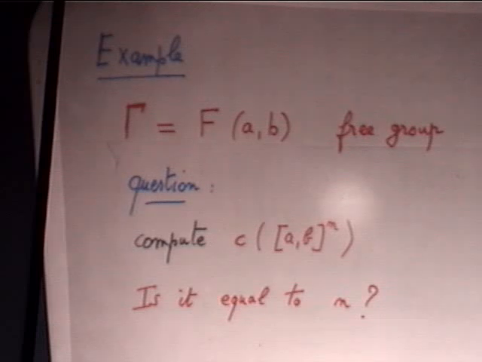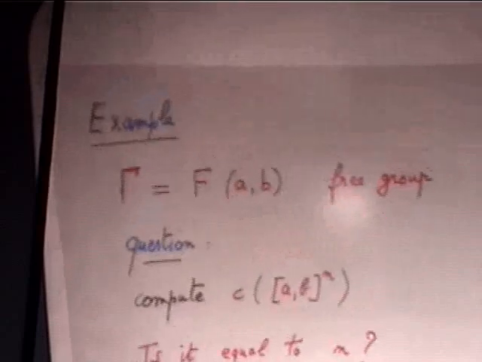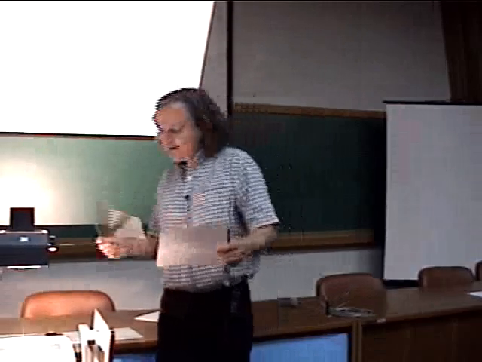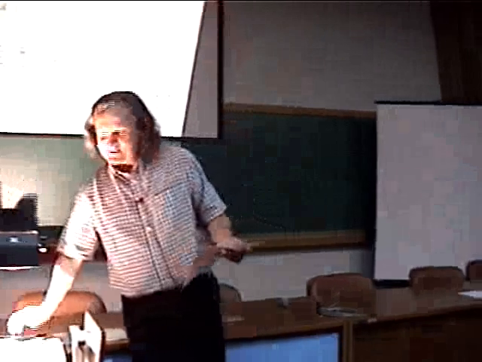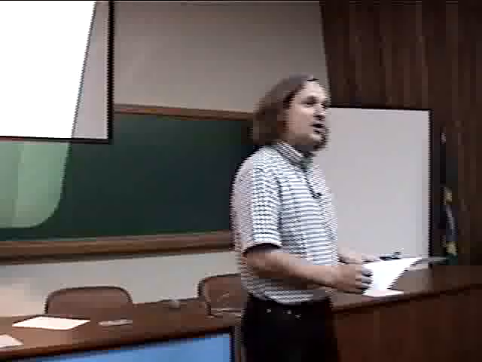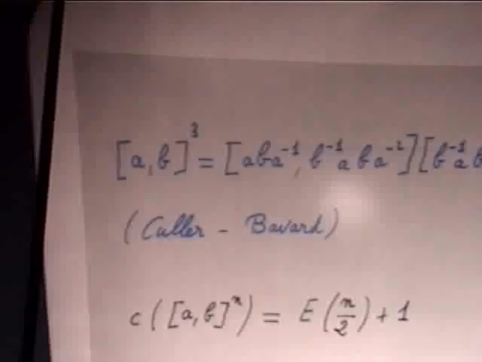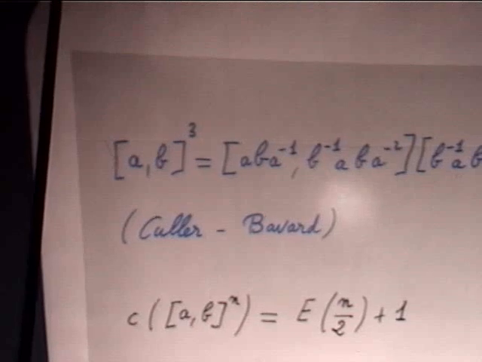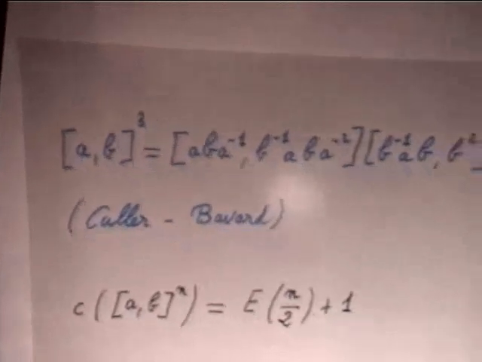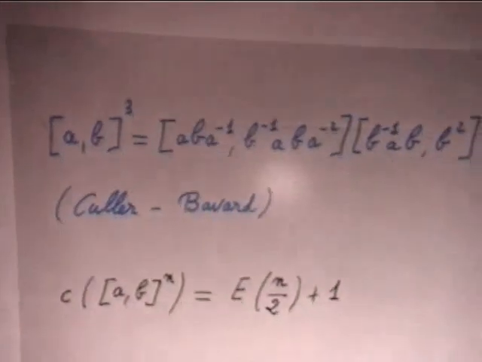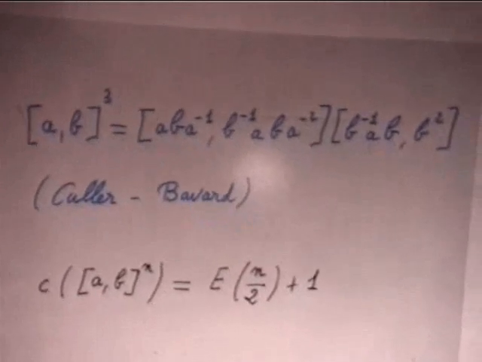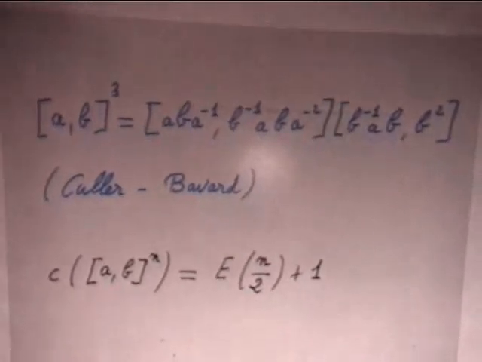This is not true. And let me show you a formula that I like very much, which is due to Köhler and to my former colleague Bavard. This is an incredible formula. Here's an identity. The cube power of a single commutator can be written as a product of two commutators. If you expand the right-hand side, I promise you get the left-hand side.